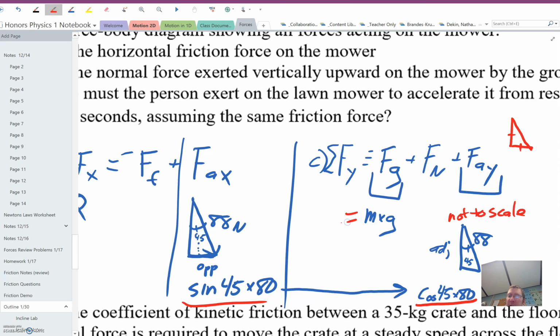I don't think I'm giving away any secrets when I tell you that it's not accelerating into the ground either. So sum of my forces is 0. I've got the mass of the lawnmower times gravity, the normal force, this is what I'm solving for. And then I've just explained how to come up with the forces in the y.